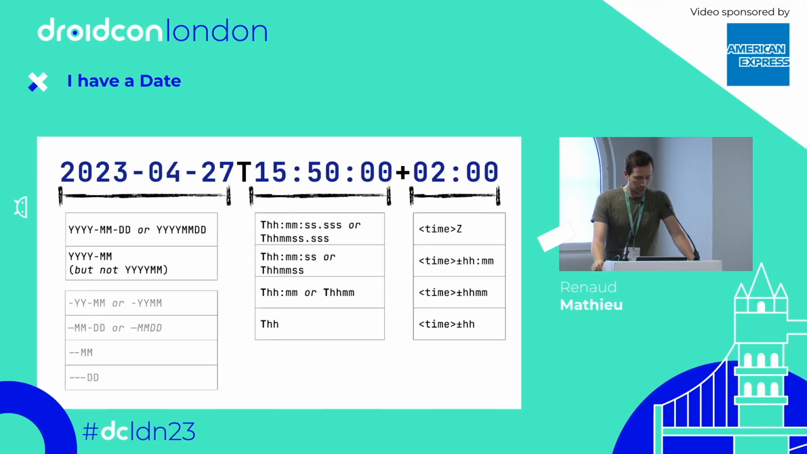So there is the year, the month. You can find all the notation. It's very easy to find, even on Wikipedia. And then we have this plus with the time zone.